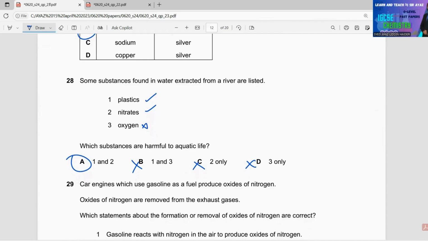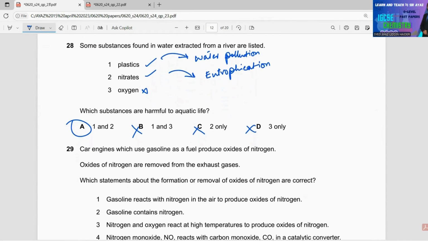B is incorrect. Plastic is responsible for water pollution, and nitrates are responsible for the process of eutrophication, which decreases the amount of oxygen content in the river, leading to the death of the whole ecosystem.